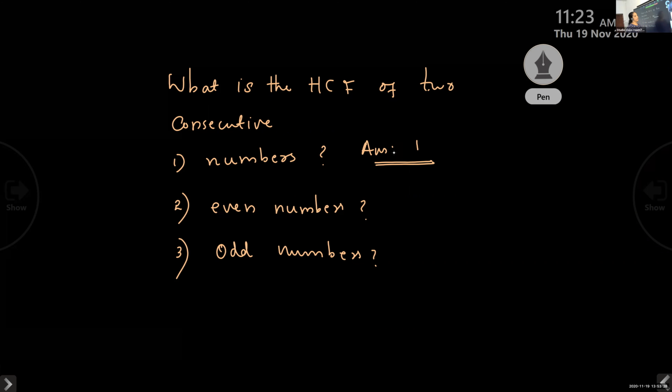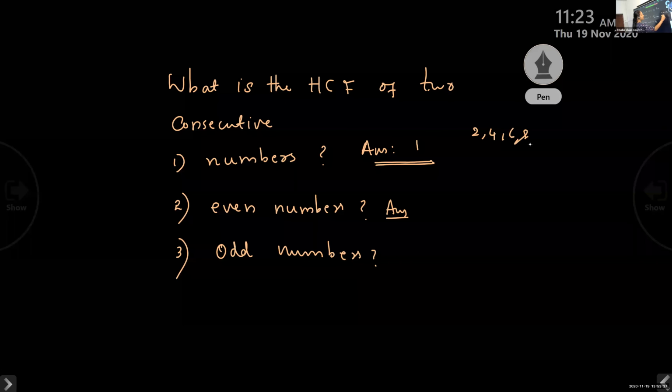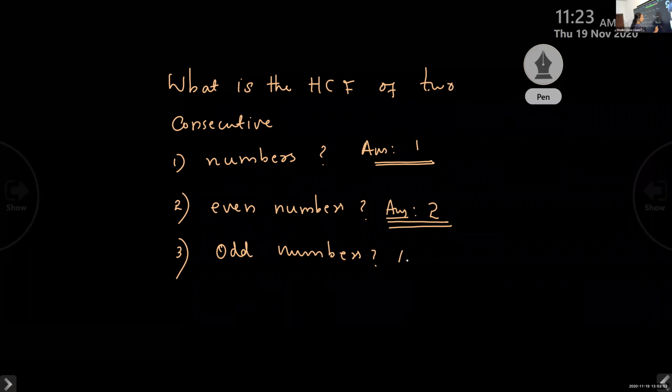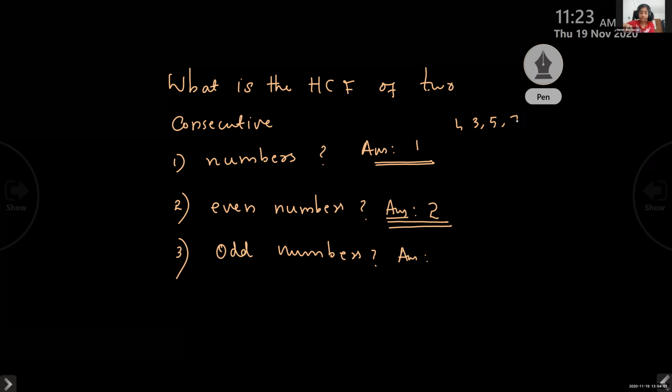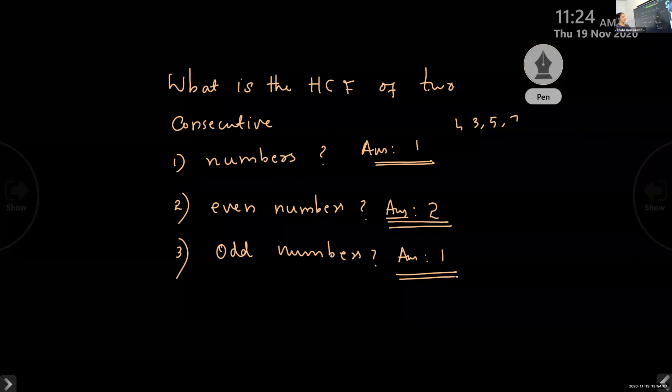Okay. And what about the even numbers? Example 2, 4, 6, 8, etc. Which is the common factor of this? 2. Answer 2. And odd numbers? 1, 3, 5, 7. Which is the common factor? 1. 1 is the common factor, not 3. So, consecutive numbers: 1. Even numbers: 2. Odd numbers: 1.